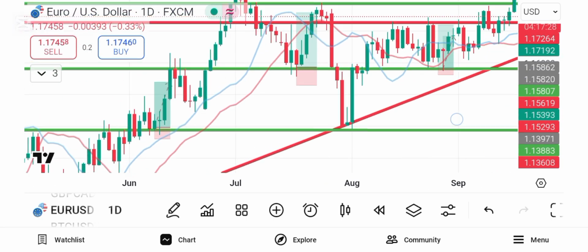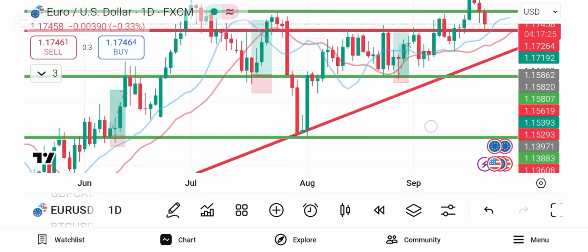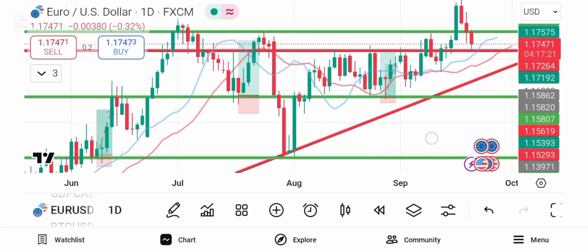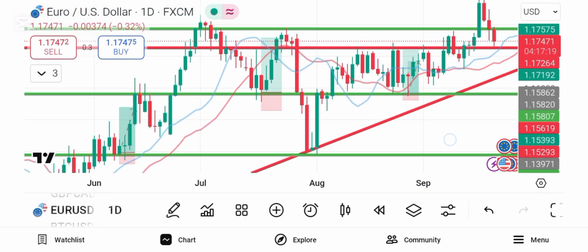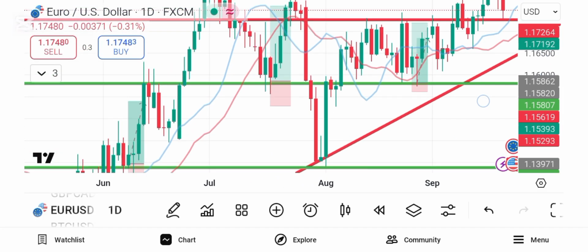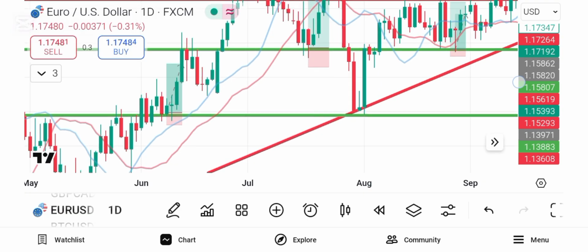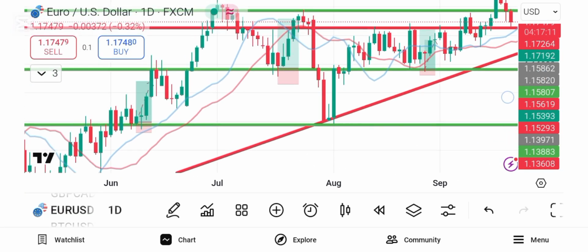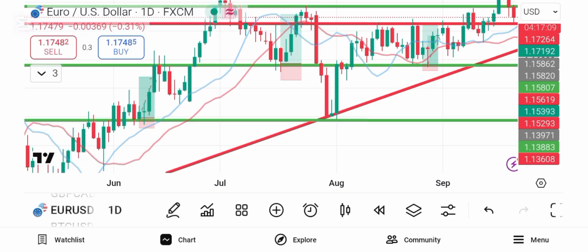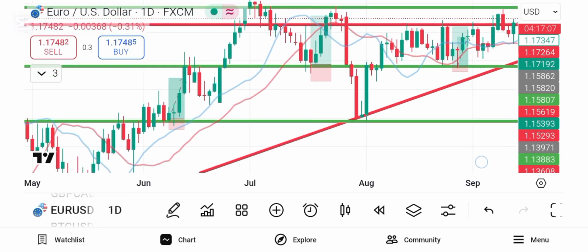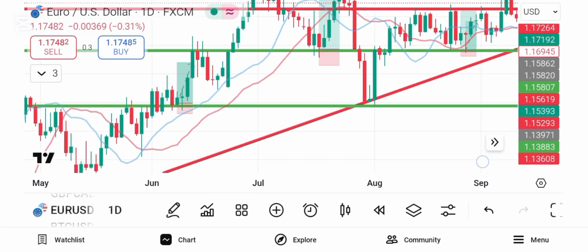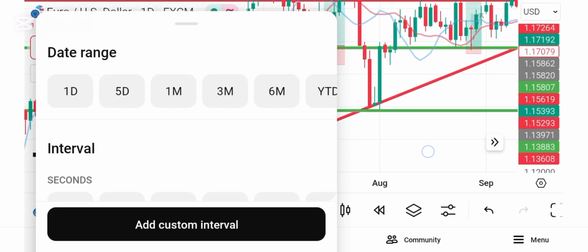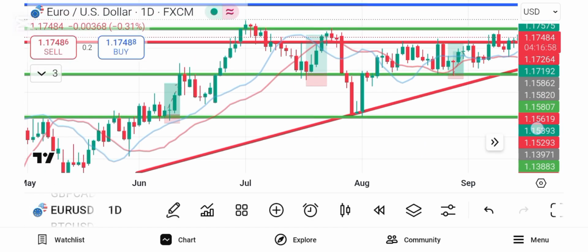So as you can see here, I marked out my support and resistance. I believe you know how to mark support and resistance. If you don't know how to mark your support and resistance, you can tell me in the comment section and I will make a video on how you can perfectly mark your support and resistance. You can do that on the 4 hour time frame so that you can get it right.